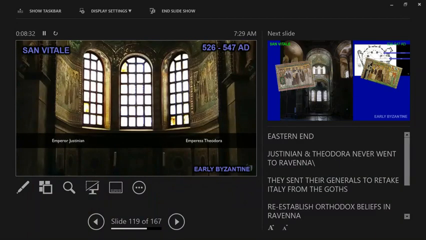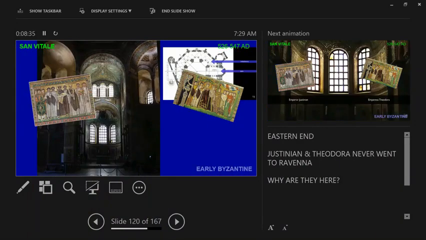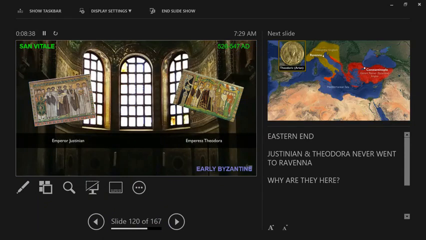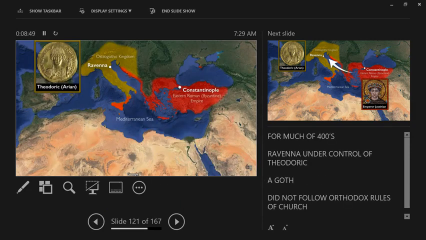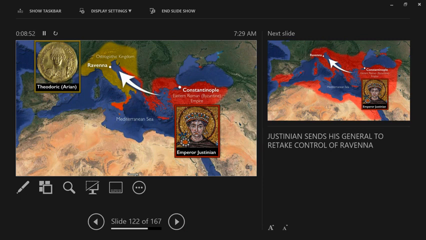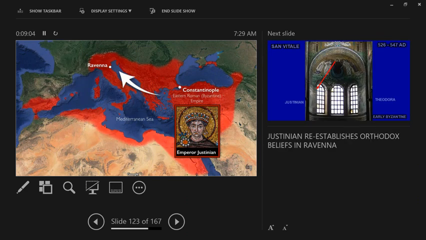All right, so let's move on to the two artworks of interest for us. We have Emperor Justinian, a portrait of him, and a portrait of Empress Theodora. And so, like I said, why are they there? They sent an envoy to Ravenna to take control of Ravenna, to take it back from the Goths. It was this yellowy color, and then they made it the red color again. They reestablished control of the Roman Empire via the Byzantine Empire back in Italy. They took it back from the Goths.